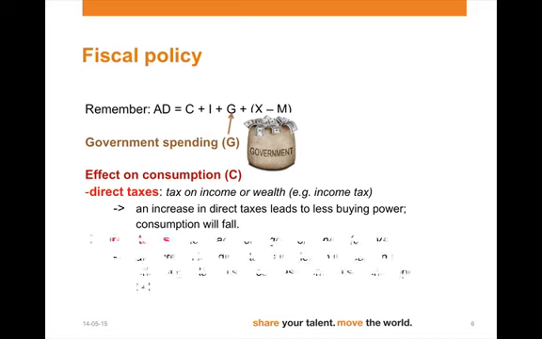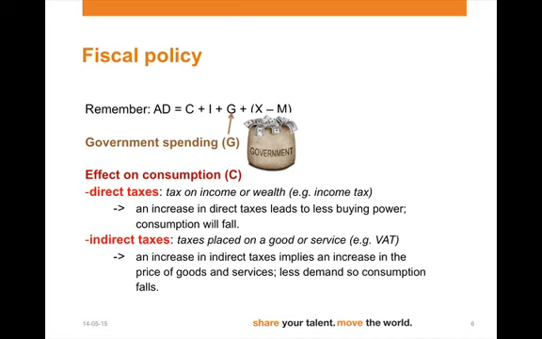Alternatively, the government can choose to change indirect taxes. Indirect taxes are placed on a good or a service. By using indirect taxes, the government increases the price of a good or a service, which means that the demand will fall. As total demand falls, so does consumption, and this causes again a shift of the aggregate demand curve to the left.